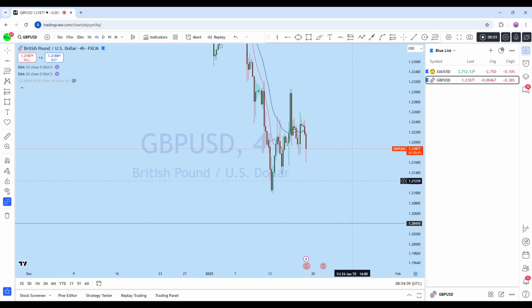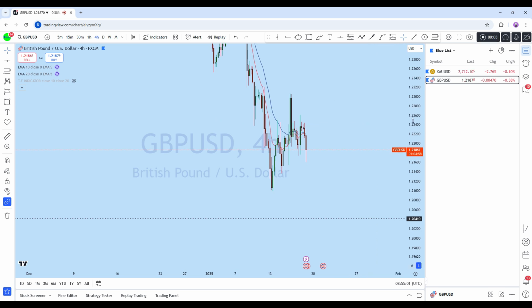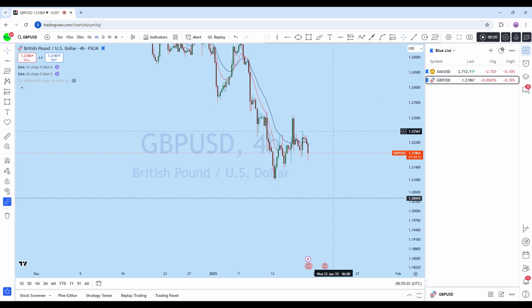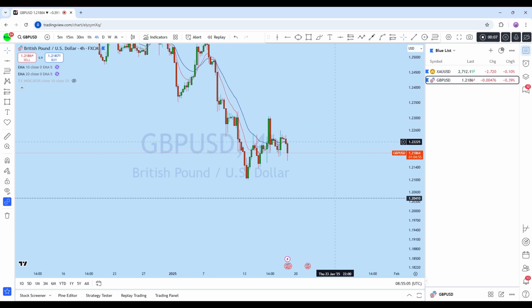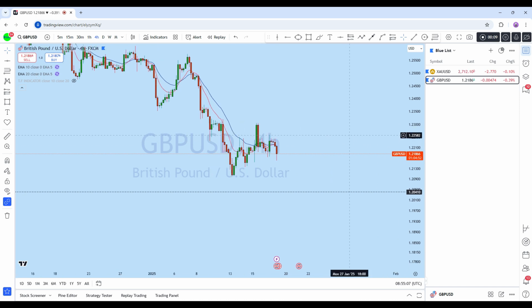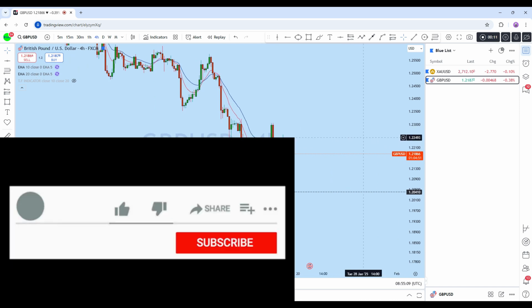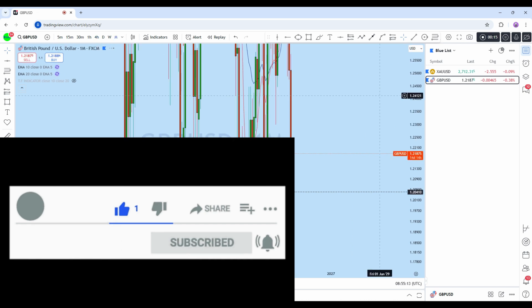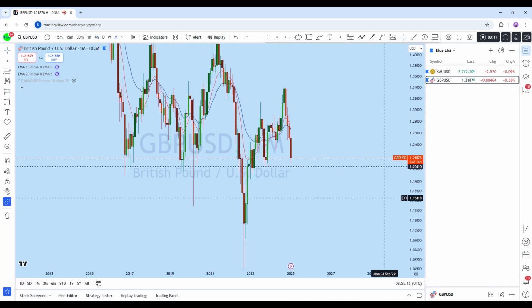Hello, trader. British pound US dollar and XAU USD currently both showing significant trading opportunity in the market. So let's see what kind of trading opportunity we have in both of these instruments. Starting with GBP USD, looking at the monthly chart to see the overall picture in the market.